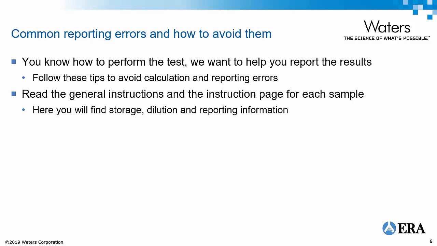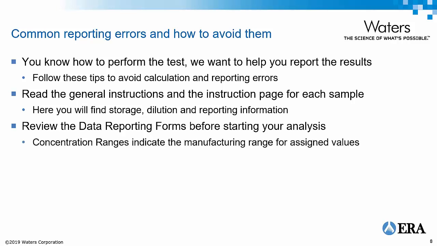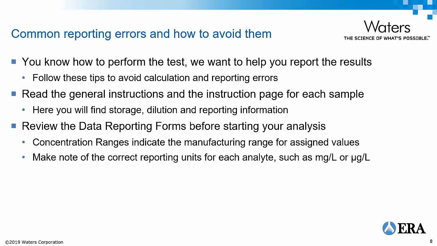Next, always read the data reporting forms before starting your analysis. They provide some key information, such as the concentration range for each analyte. This is the possible range for the assigned values. This can help you when you're setting up your calibrations or when performing any additional dilutions. Also, please make note of the units listed for each analyte. This is key to reporting your results in the correct units, such as milligrams per liter or micrograms per liter.